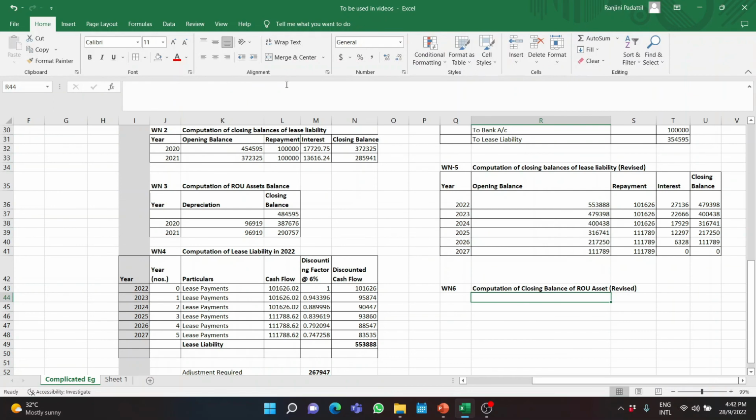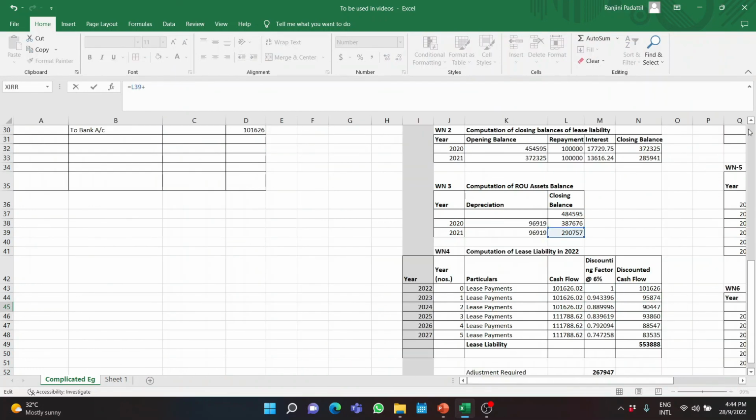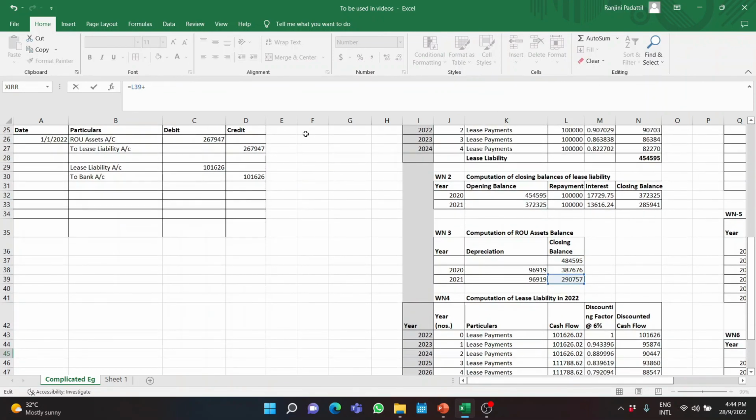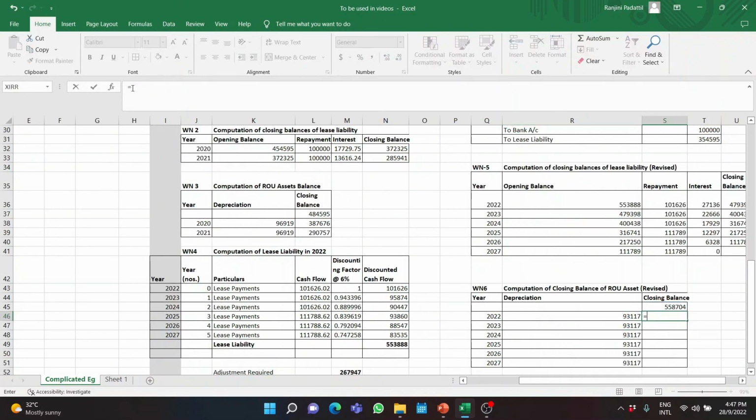It is a computation of closing balance of ROU asset post remeasurement. So what is the balance on which the depreciation is to be calculated? We have the balance of ROU asset as of end 2021, the addition we can get from our journal entry. So this is now the balance of ROU asset. This needs to be depreciated over a period of 6 years. The closing balance is the opening balance minus depreciation for the year. The asset has been entirely written off by the end of the lease term.